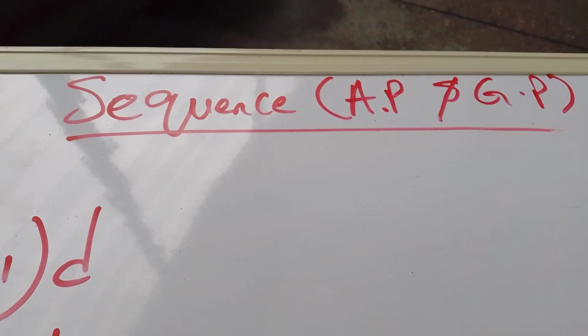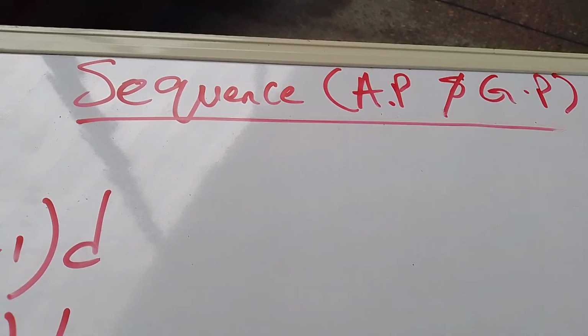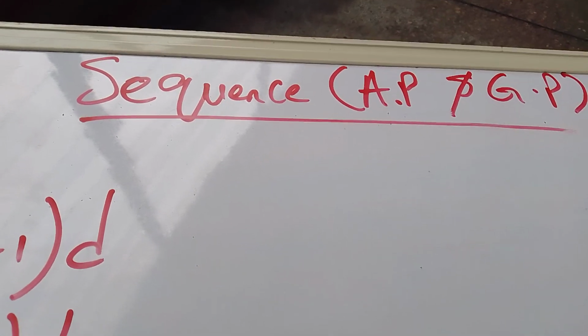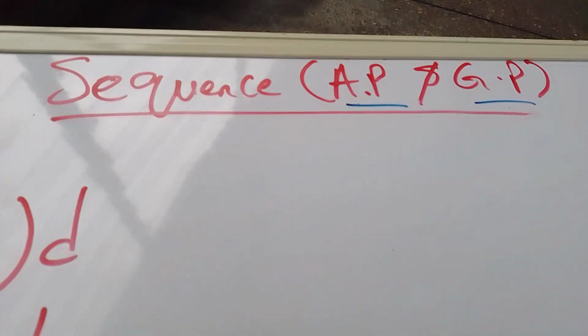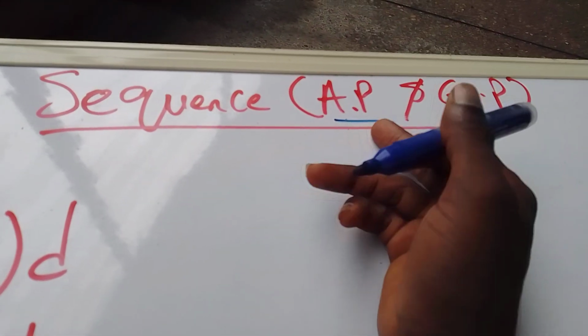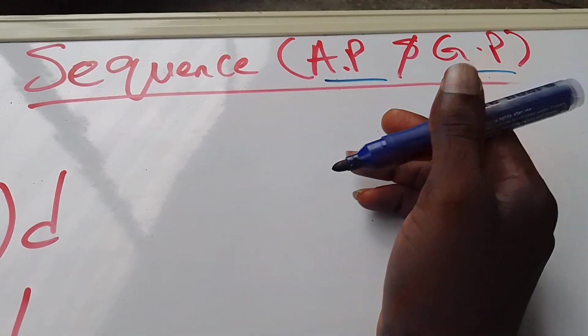In this video, what we are going to learn is just sequence and series. And when I say sequence and series, the part I'll first talk about is sequence. And we are going to talk about just AP and GP. What is AP and what is GP? AP is arithmetic progression, while GP is geometric progression.